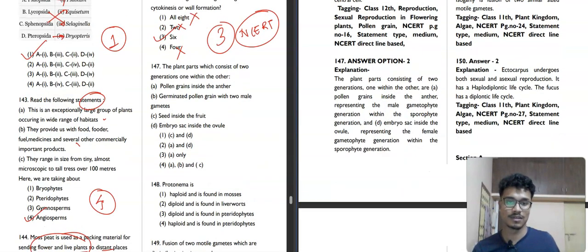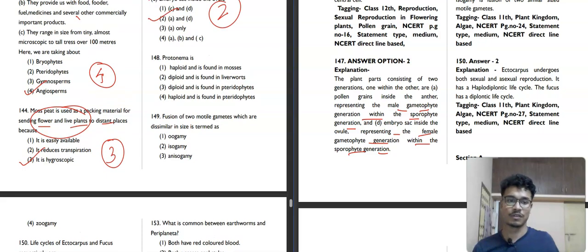The next question, 147. Let's also answer this. The plant parts which consist of 2 generations, one within another. First is pollen grain inside the anther. It consists of 2 generations. It is absolutely correct, because the pollen inside the anther represents the male gametophyte generation within the sporophyte generation. A germinated pollen grain with 2 male gametes is not correct. Seed inside fruit is also not 2 generations. Embryo sac inside ovule is absolutely correct, because the embryo sac inside the ovule represents the female gametophyte generation within the sporophyte generation. So A and D is the correct answer. The second option will be our correct answer.